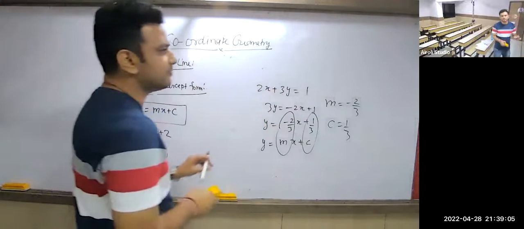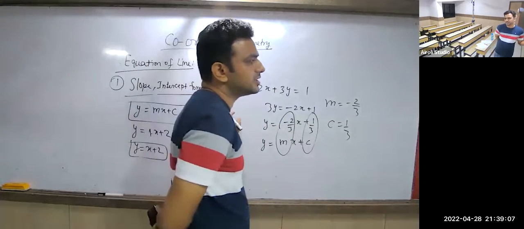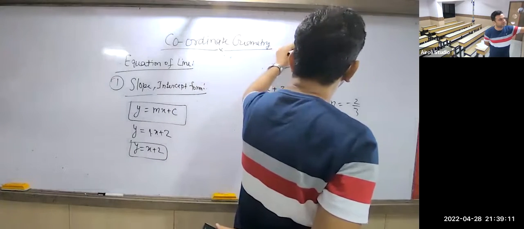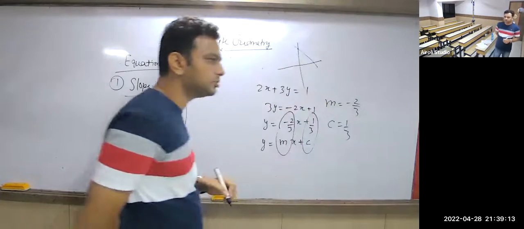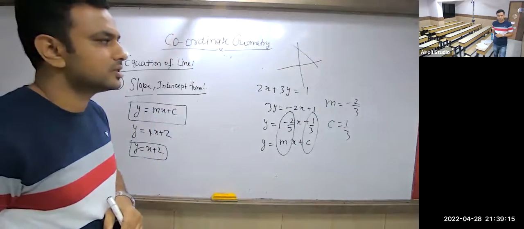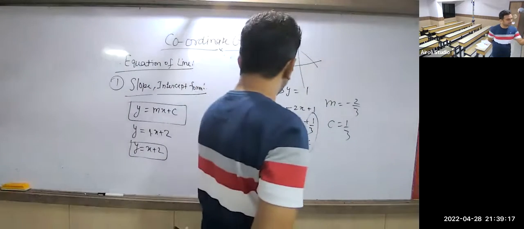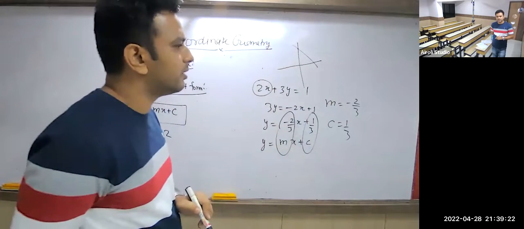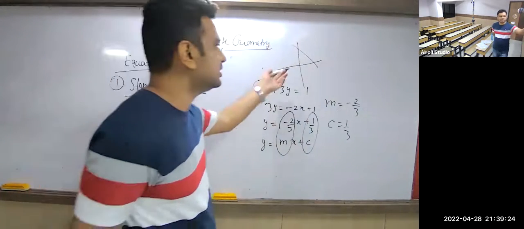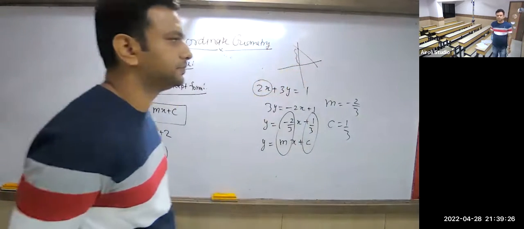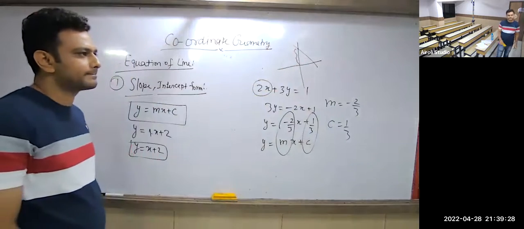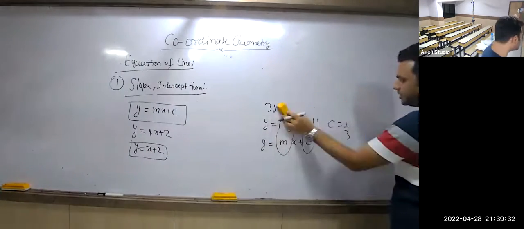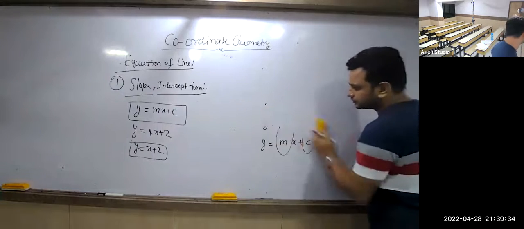If I'm directly asking for the y-intercept, I told you the y-intercept will be nothing but the value of y for which x is equal to 0. If you put the x value as 0, you will get the y value as 1 by 3. So that is nothing but your intercept. Clear?